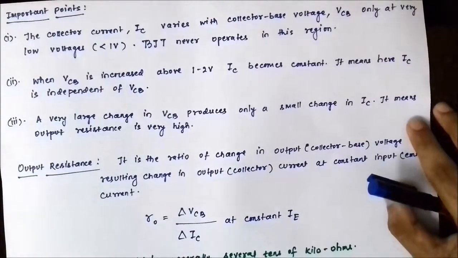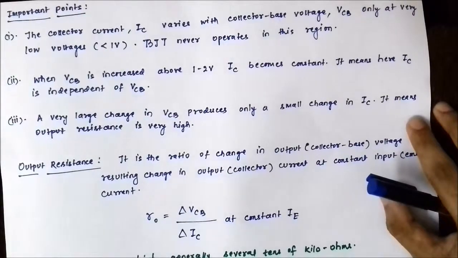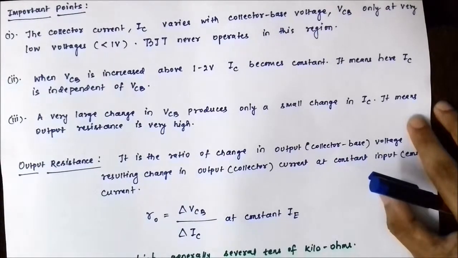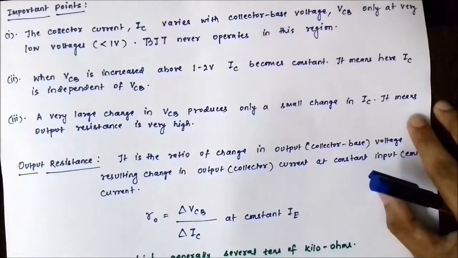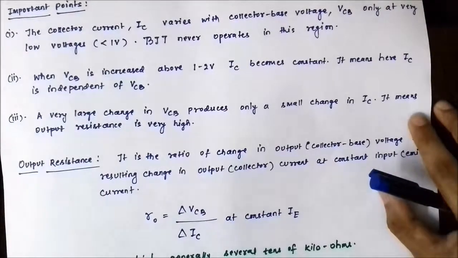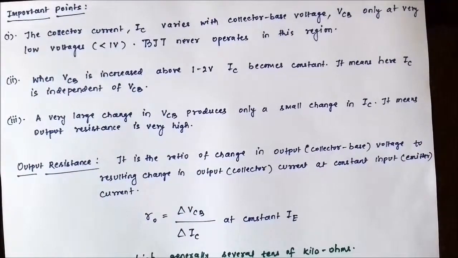So here we have discussed the input and output characteristics of the common base mode BJT. In my next video I will discuss the common emitter configuration, the basic circuit connection, the important parameters, and the characteristics of common emitter configuration, and then the common collector configuration.